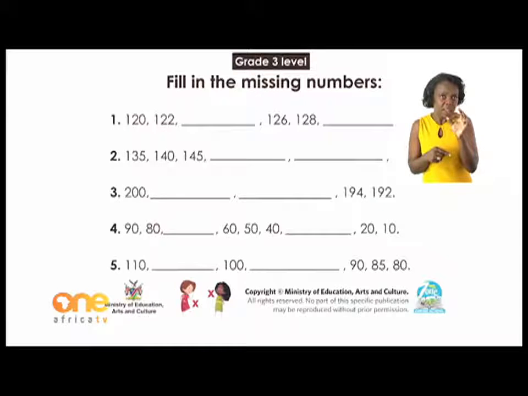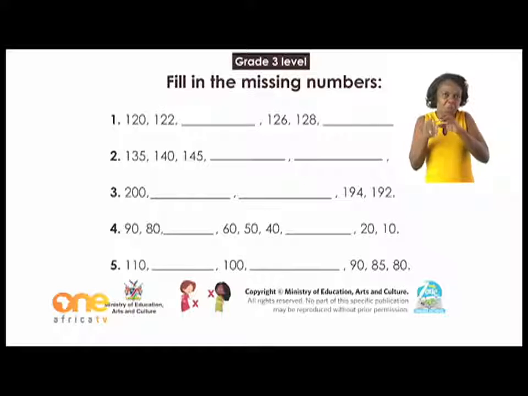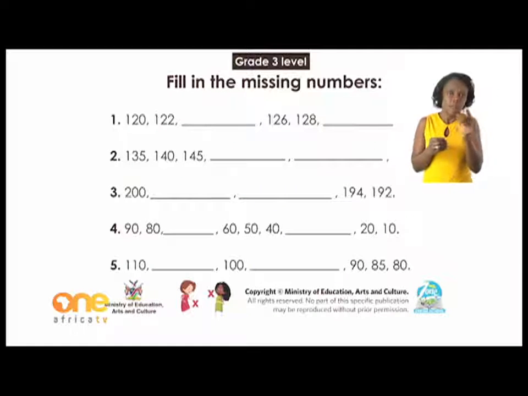In which numbers are they counting in? So find out for me, and then write the numbers. You continue with number 4 as well. Number 4, they count 90, then they go to 80, and they will go to which number? Then they give us 60, 50, 40, and they jump one number. They go down to 20.